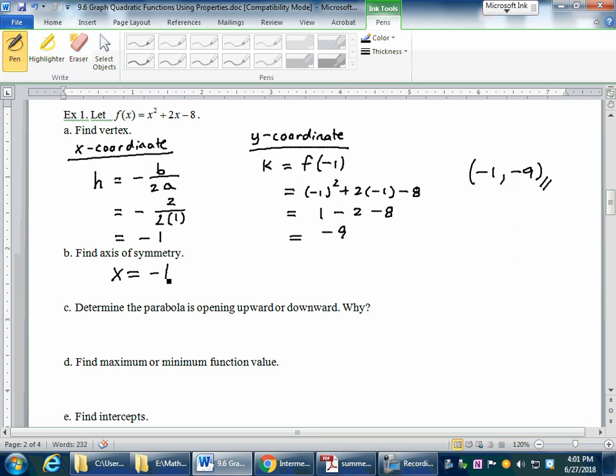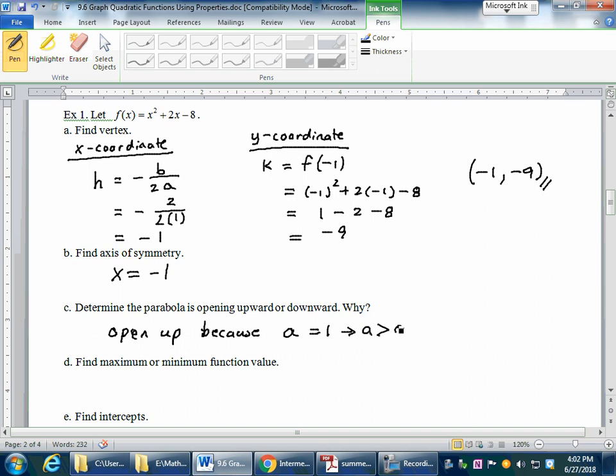Now, we want to determine whether the parabola is opening upward or downward. In this case, we know that the parabola will open upward. The reason is, where do we check? My value a is equal to 1, which implies a is greater than 0. Right? That's the reason. Now, if the parabola is opening upward, the vertex is the lowest point that you can get.